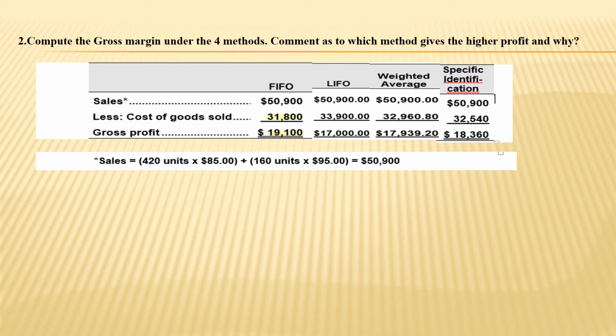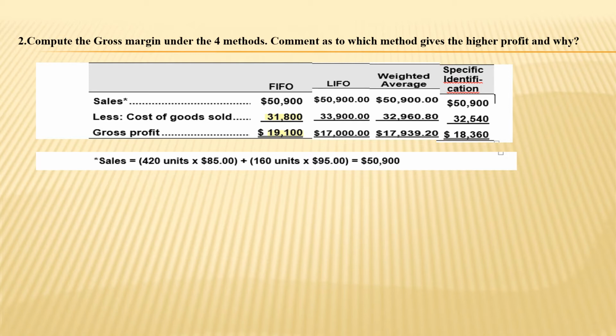Concerning which will give us the highest profit, as you can see here, FIFO gives us the highest profit since it gives us the lowest COGS, as I've just said previously. When we calculate the cost of goods sold using FIFO, we take the old cost, which is much less than the current cost, since we are always in an inflation period, which means prices are rising.